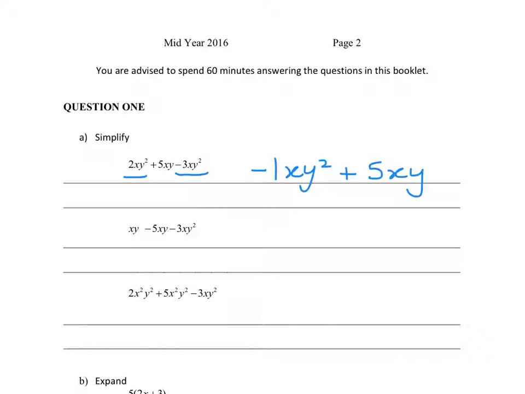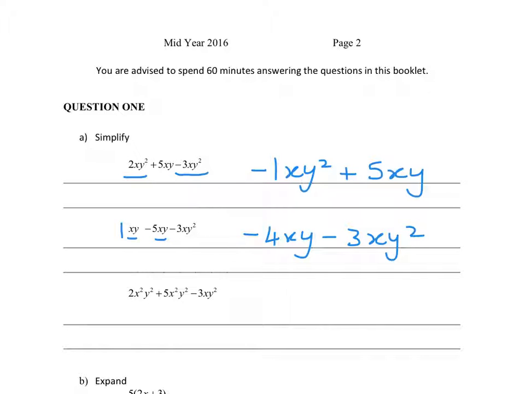The like terms in the next one would be the xy and the next xy. So this is like 1xy, take away 5xy, leaves me with negative 4xy, and I still have minus 3xy squared.